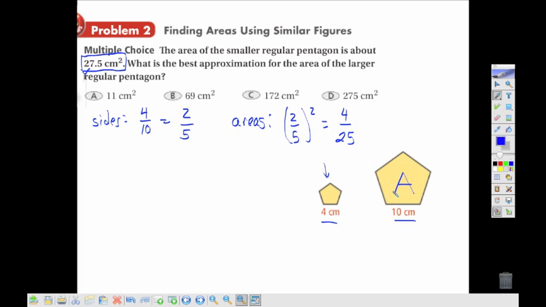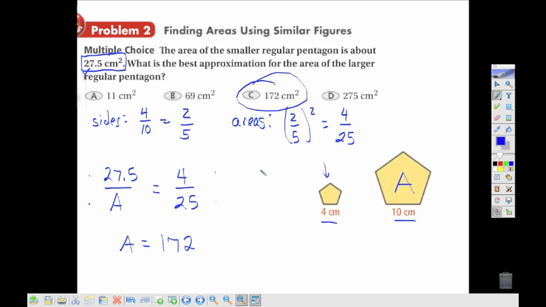So looking at the ratio of my areas, I'm looking for the one that was given to me. The smaller one was 27.5 over the area that we're looking for. And I put the smaller one on top because it needs to be equal to this ratio here. So we know the ratio of the small area to the large area is equal to 4 over 25. So I could cross multiply and divide to get about 172. It would actually give me a decimal value, but I'm rounding.